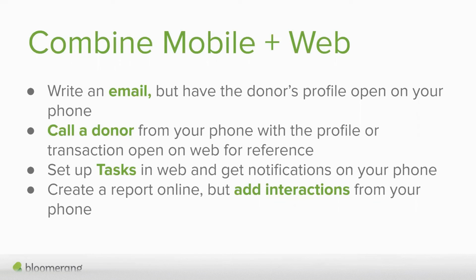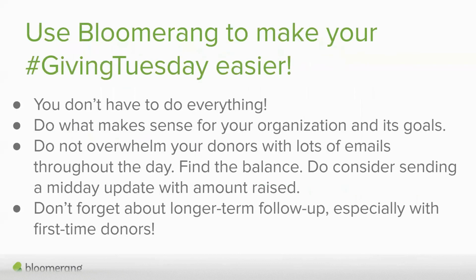You can set up tasks on the web and get notifications on your phone. You can enable push notifications from Bloomerang, and you'll get notified when a task is assigned to you, or if it gets updated, or if it's overdue. You can also create a report online, but add interactions from your phone. And really, there are so many uses for your phone as well, it's such easy access, it's right in your pocket, it's right in your hand, and you have access to all of that information.